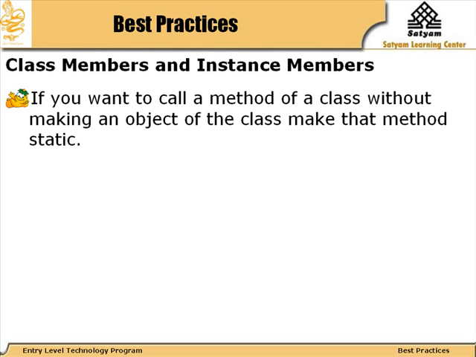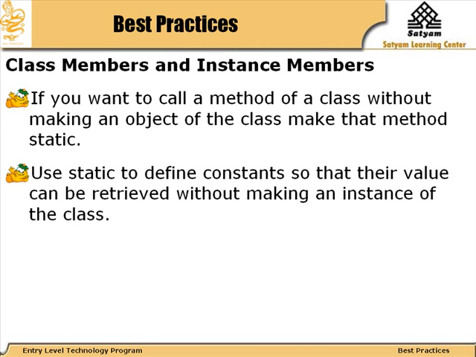If you want to call a method of a class without making an object of the class, make the method static. Also, ensure that such a method does not directly affect the state of a given object. Static methods should only implement the generic behavior of a class.